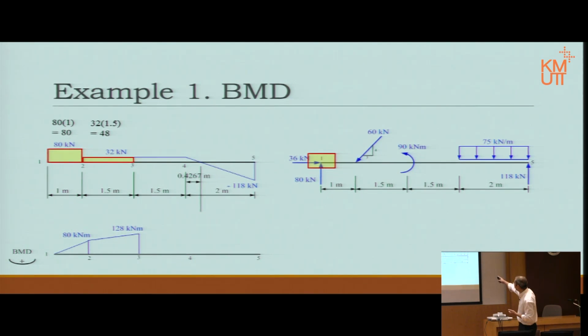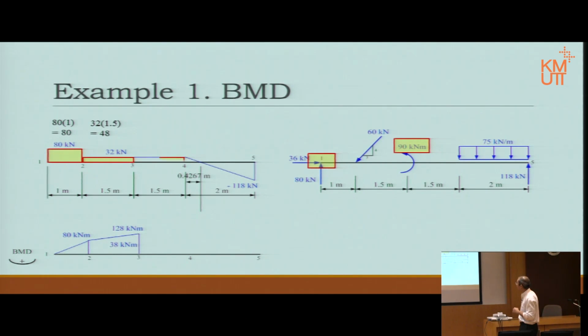Then we hit that 90 kilonewton meter applied moment on the right hand side. When we set it out, we said that clockwise is positive. This one here is anti-clockwise, therefore negative. If the change is negative, then the value drops. There is no distance, it just happens at that point. From 128 it drops by 90 to become 38 kilonewton meters, to the right hand side of point 3.